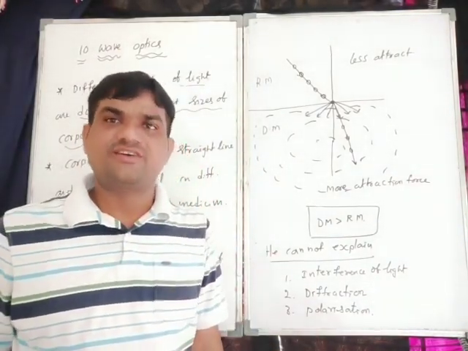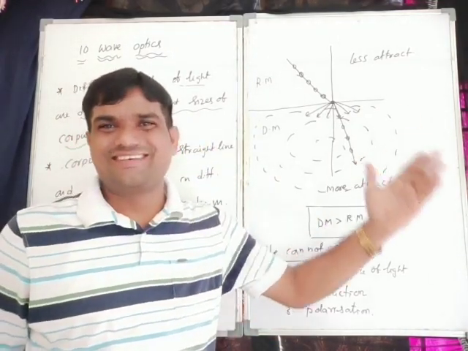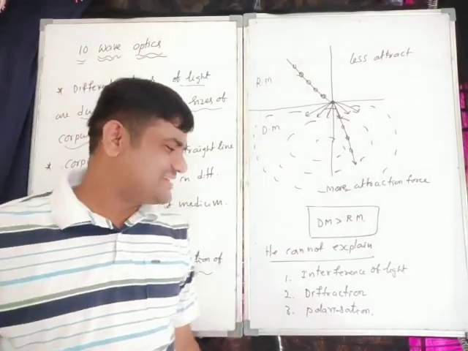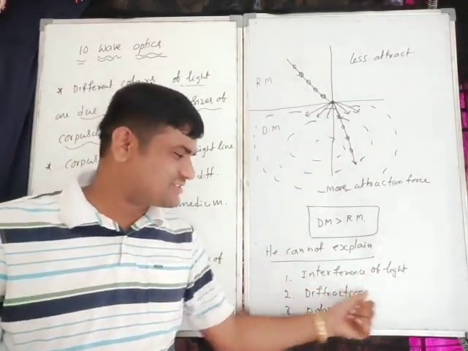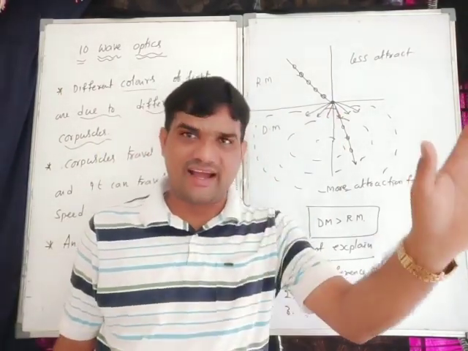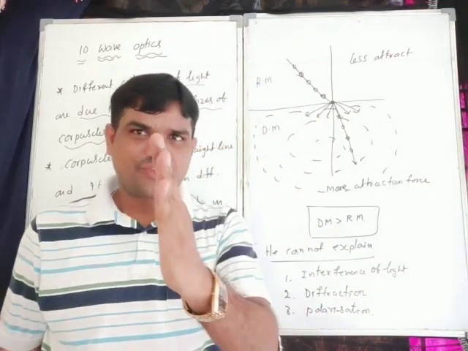That's why Newton's corpuscular theory was finally rejected. Why? Because this drawback was there. At the same time, interference of light, diffraction of light, and polarization of light, these three concepts he did not explain. So his theory is rejected.